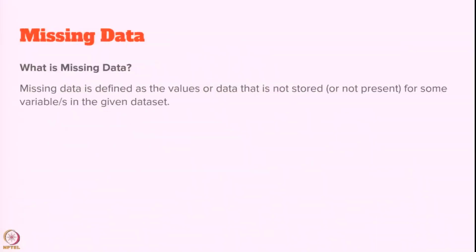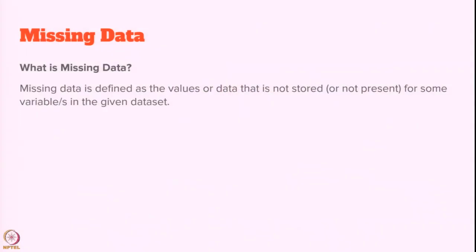In the previous video, we saw the major tasks in data preprocessing, that is cleaning, integration, reduction and transformation. In this lecture, we are trying to understand some of the major tasks in data preprocessing in depth. Say for example, what is missing data? Let us start with missing data. So what is missing data? Missing data is defined as the value or the data that is not stored or present for some variables in the given data set. That is called missing data.